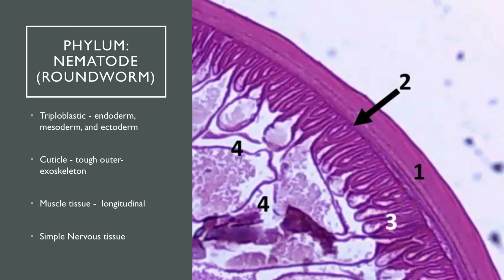In this picture on the right, you can see number 1 is the cuticle, the tough outer exoskeleton. Number 2 is the epidermis, which is the outer layer of the embryo. And number 4 is the pseudocoelom, which I will be discussing more about in the next slide.